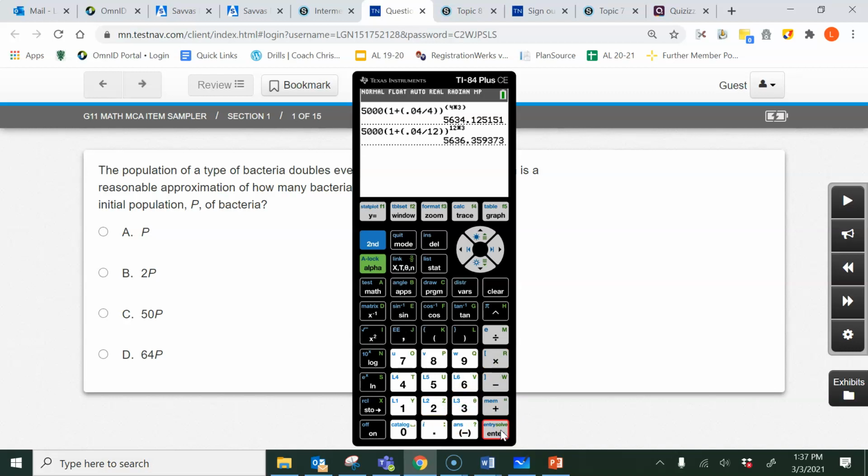So that's how you get the 5,636.36. And again, next to the second decimal place was a 9. That's why I rounded up.